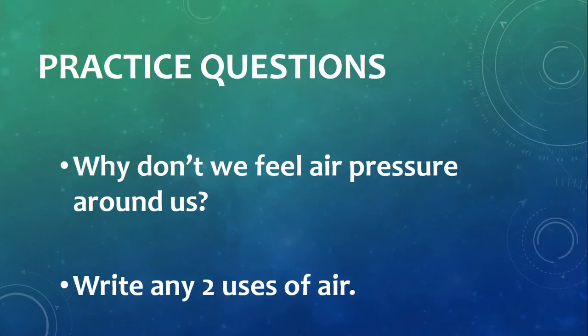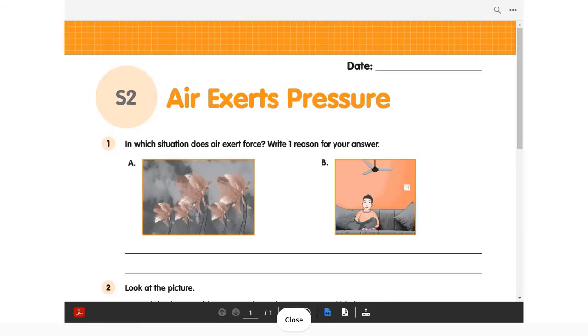Next, worksheet questions. In S2, first question: in which situation does air exert force? Write one reason for your answer. There are two pictures, picture A and picture B. Look at these pictures. Think and write in which situation air exerts force. Give a reason for your answer.